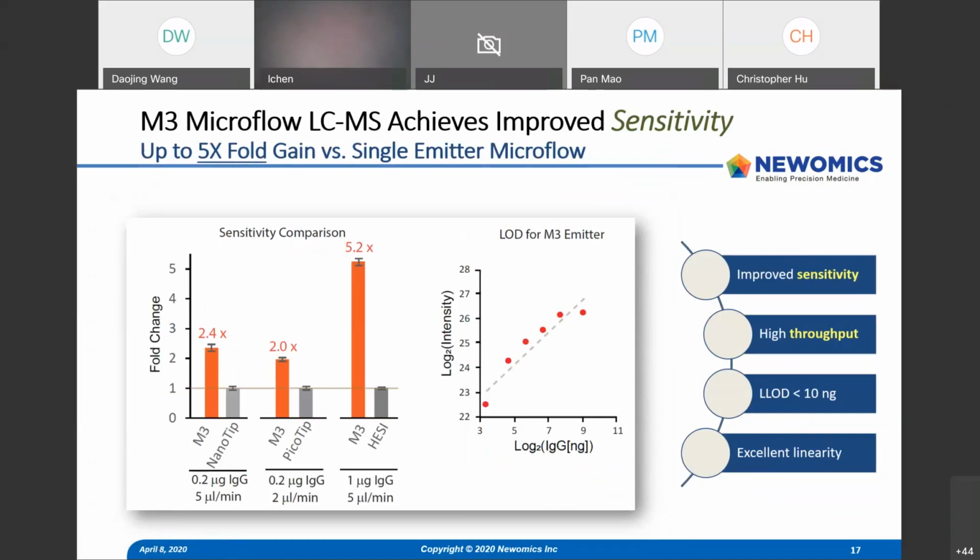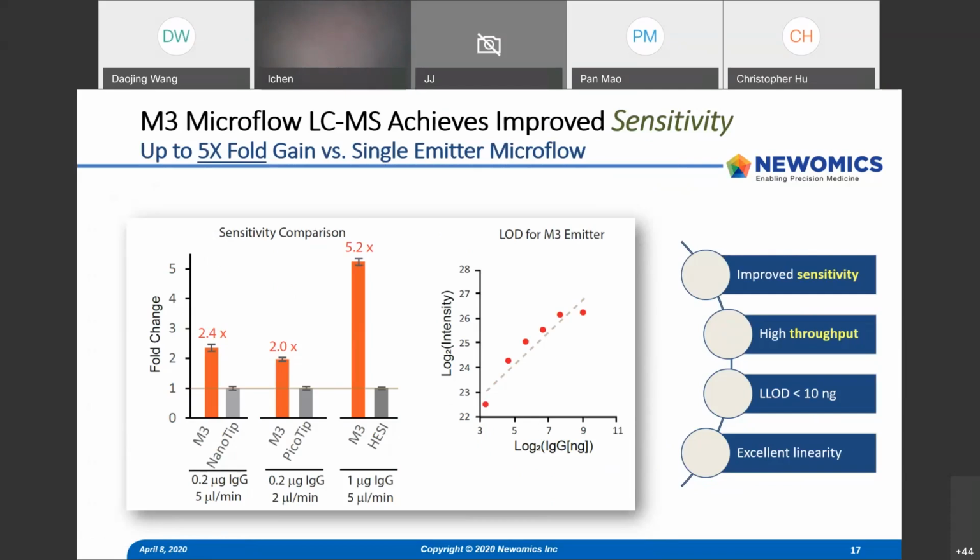Most of the time, people use HESI source. So we did 1 microgram IgG injection at 5 microliter per minute. We got 5-fold increase in sensitivity. If we use other types of emitters like picotip, nanotip, we got at least 2 to 3-fold increase in sensitivity.